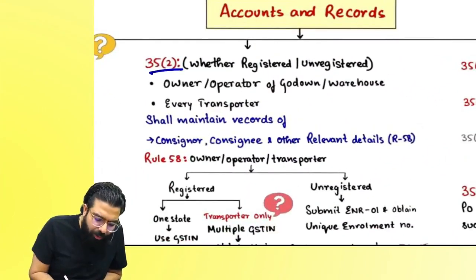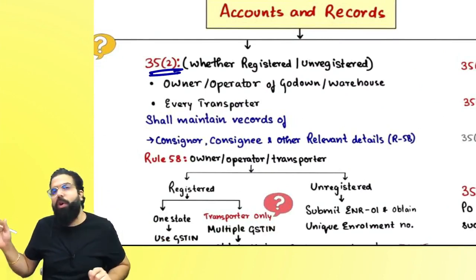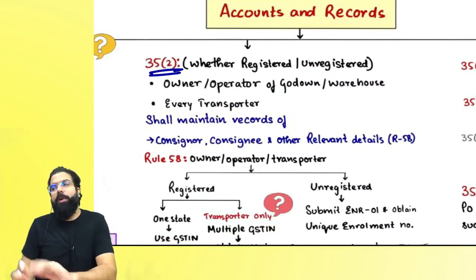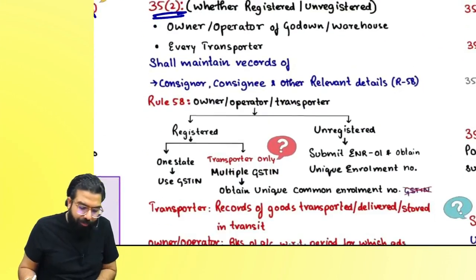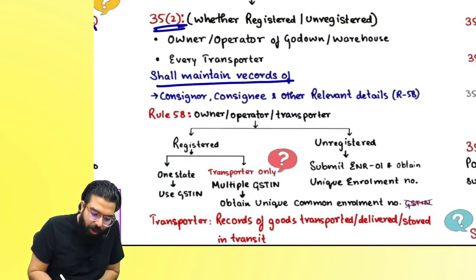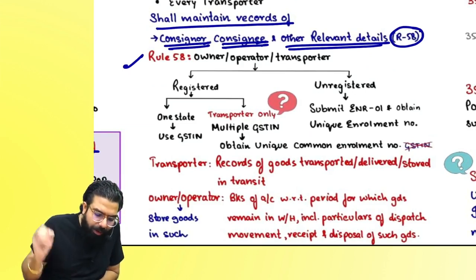Section number 35(2) goes ahead and says that if you are an owner or operator of a godown or warehouse, or you are a transporter, registered or unregistered, you shall also maintain your books of accounts. You shall maintain records of consignor, consignee and other relevant details as per rule number 54. Rule number 58.